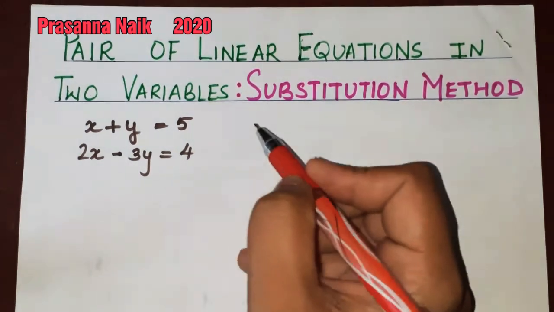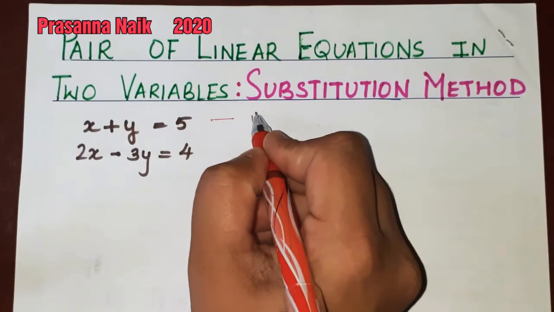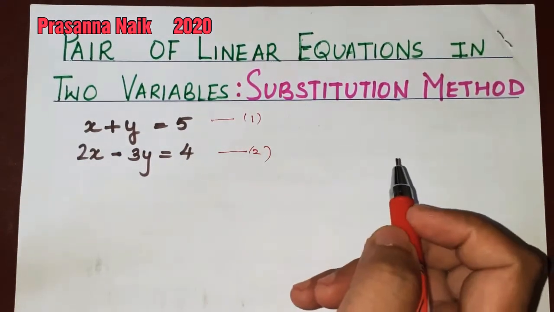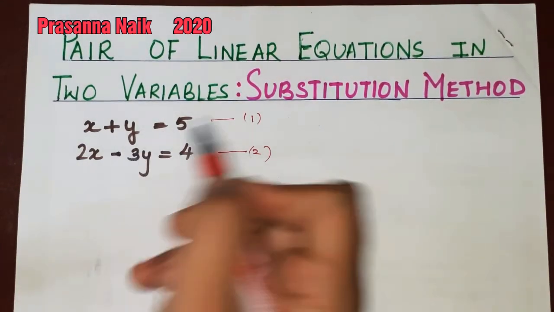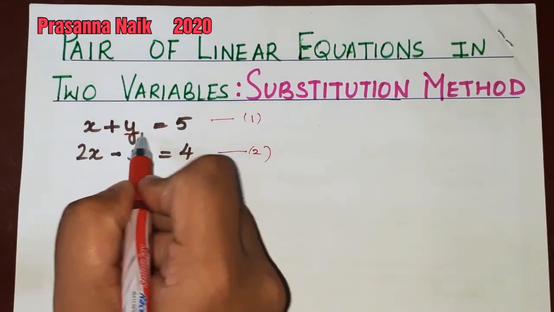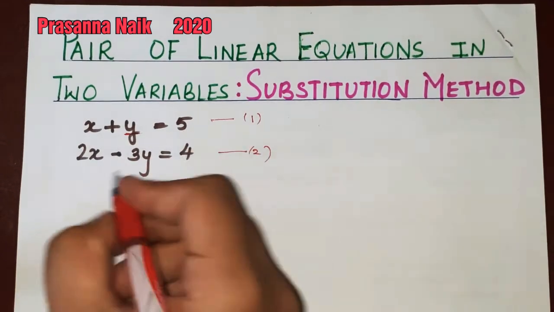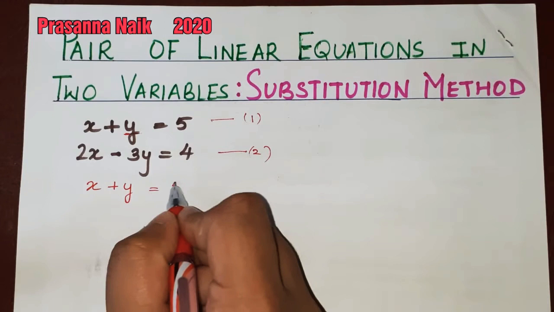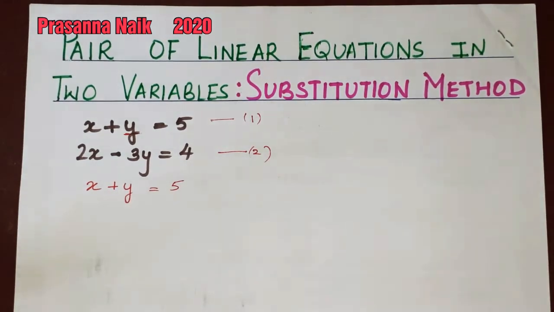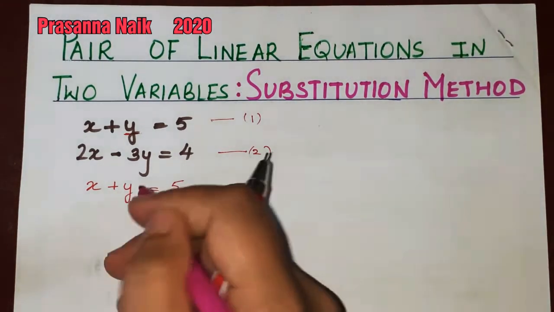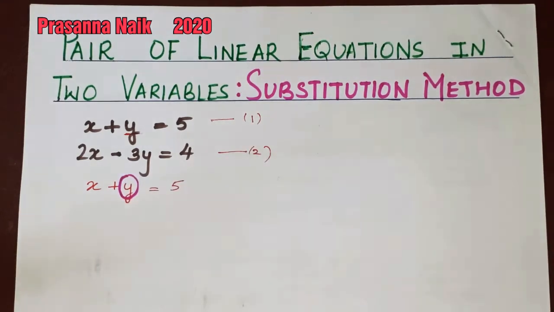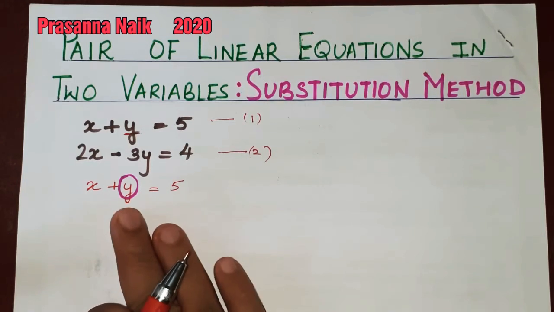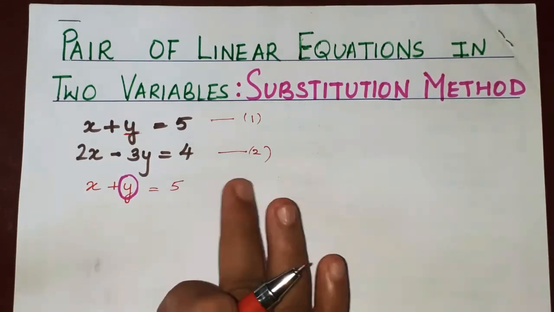So first I'm going to number my equations as 1 and 2. Now I have to create a value, so I'm going to create a value for y. So I'll take this equation first: x plus y is equal to 5. If I'm going to create a value for y, I'm going to keep this y on the left hand side, and take whatever else is remaining on the other side.